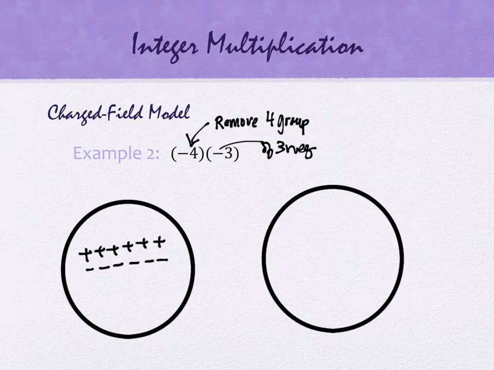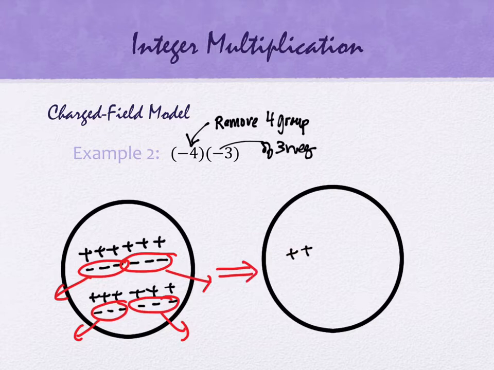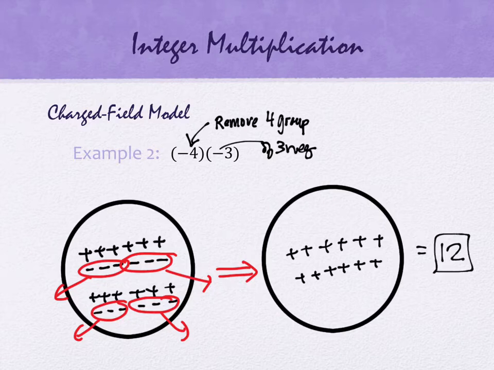So I currently have 2 groups of 3 negatives here. Here's group 1 and here's group 2. So I need to do the same thing again because I need 4 groups. So here's a group of 3, here's a group of 3, and I'm removing. So I remove my 4 groups of 3 negatives, and the result is that I have what? 12 positives, right? So the result is 12, just like before.